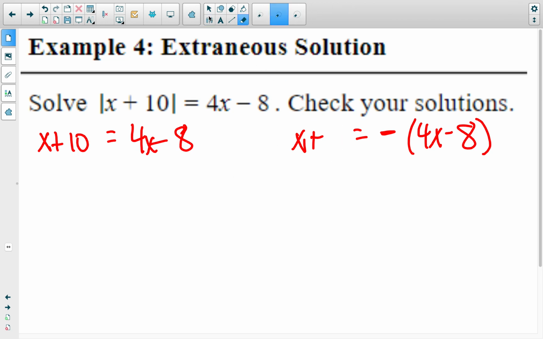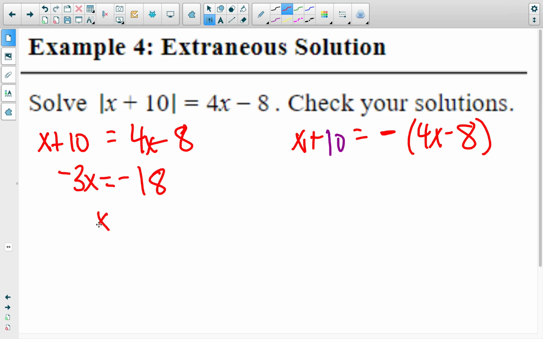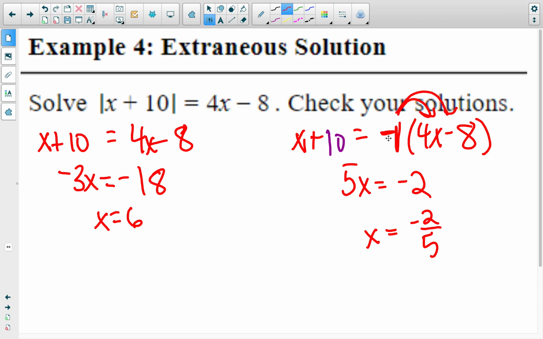And then we're going to solve each equation like normal. So x plus 10 equals 4x minus 8. If we solve that out, we're going to end up with negative 3x equals negative 18, so x equals 6. And then if we solve the right side, we're going to end up with 5x equals negative 2, meaning that x equals negative 2/5. Remember to be careful when you're distributing. This is a negative 1. We've got to distribute it to both pieces. So this becomes negative 4x plus 8. So these are two solutions, and now we need to check both of them by plugging them into the original.